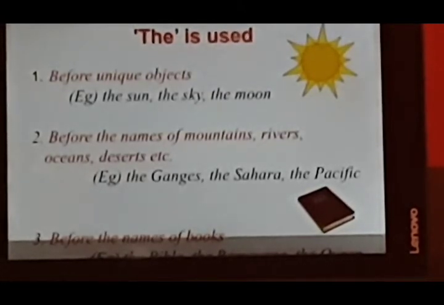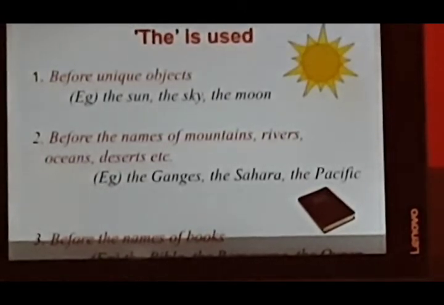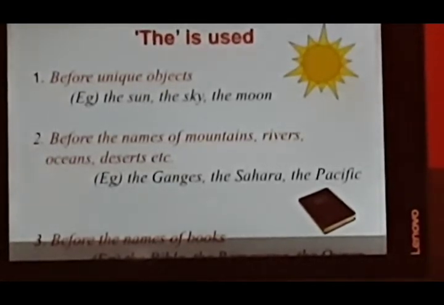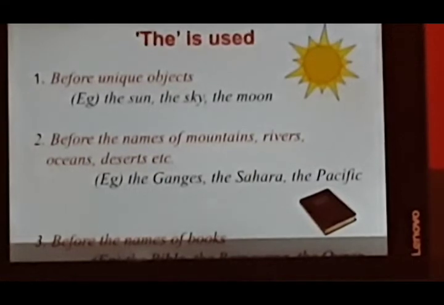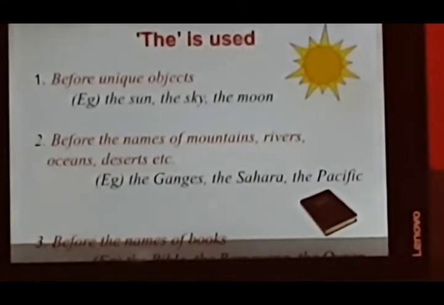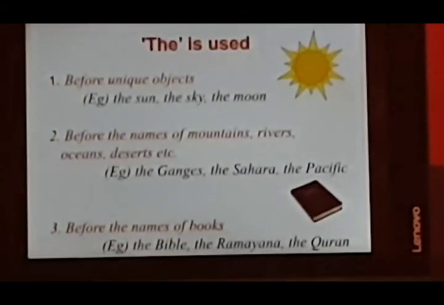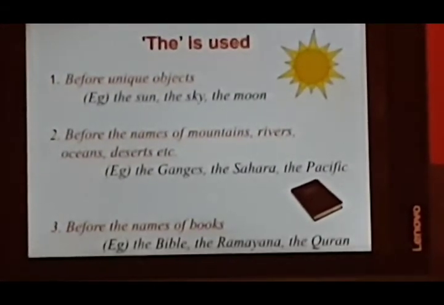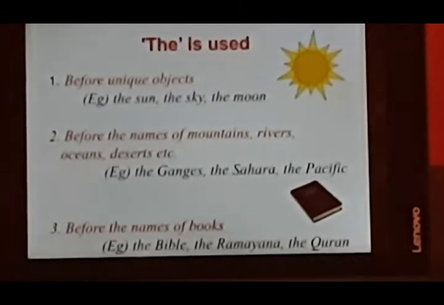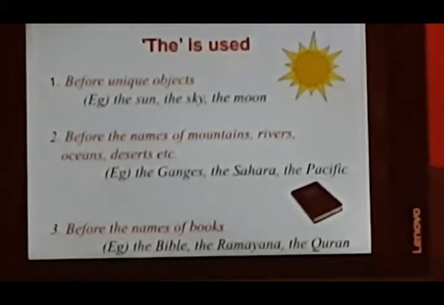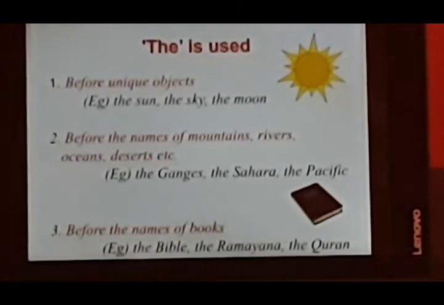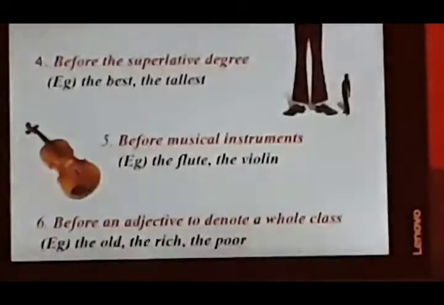So first, it is used with unique things. Unique means being only one. We have only one sun. So before that, we use the. The earth, the sky, which is only one, the moon. Before the names of mountains, rivers, oceans, deserts, etc. For example, the Ganges, the Sahara, the Pacific. Before the names of holy or sacred books: the Bible, the Ramayana, the Quran, the Gita.